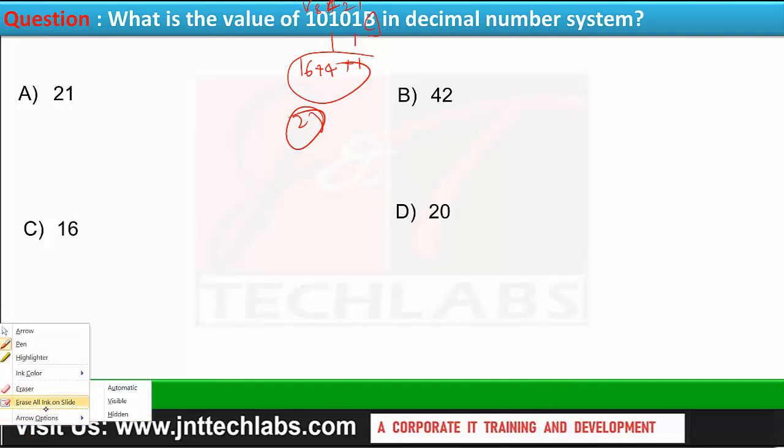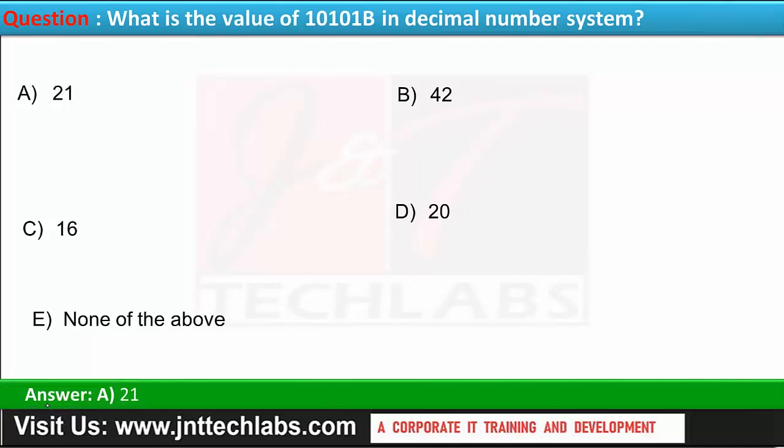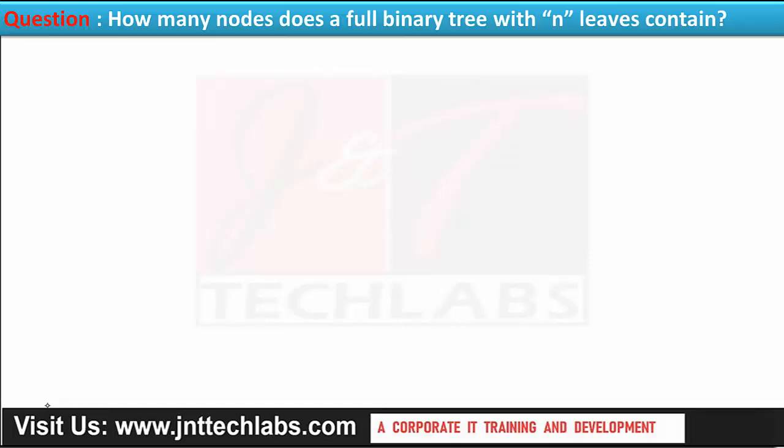The next question is another format of question they ask. Now see, how many nodes does a full binary tree with n leaves contain? There's no need to go deep into data structures, but you should have the basics. So usually, how will a binary tree be constructed? In a binary tree, at most 2 nodes will be there for every node.